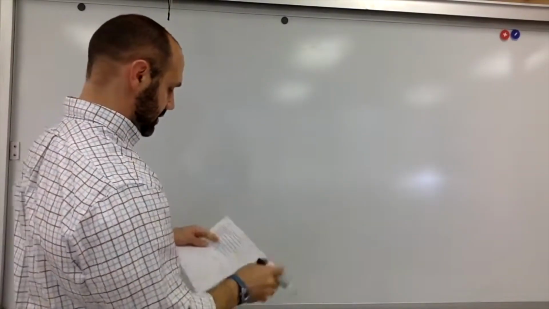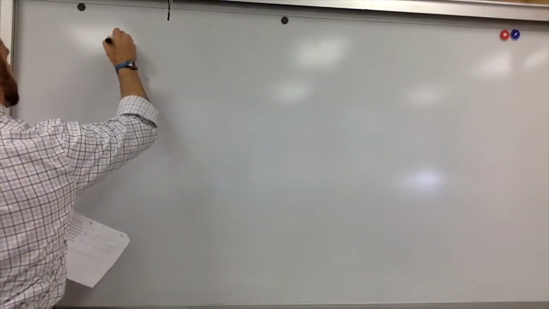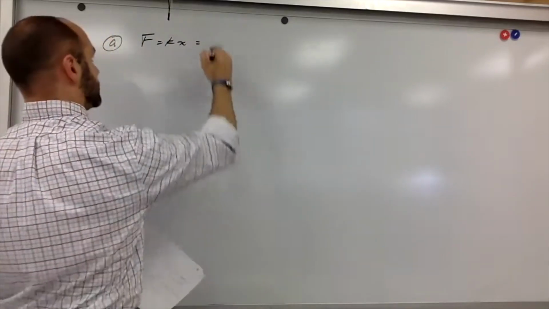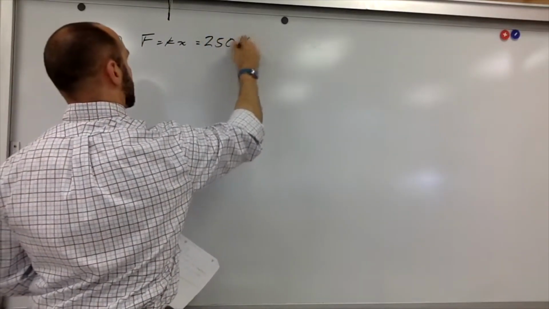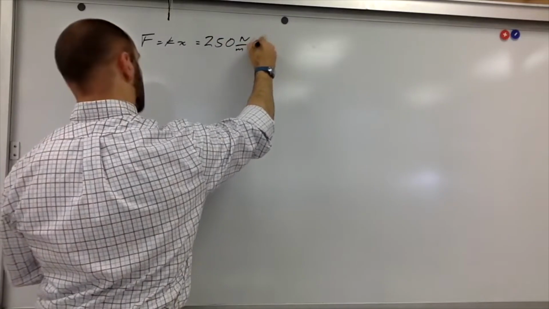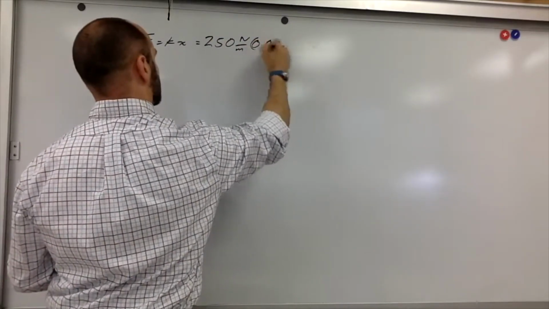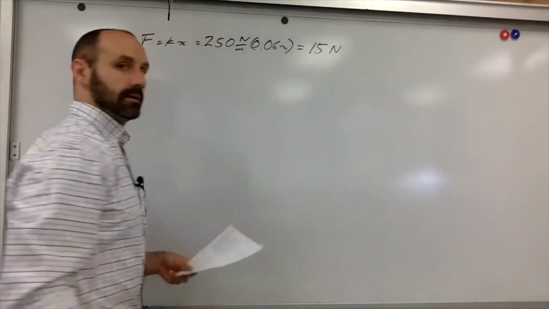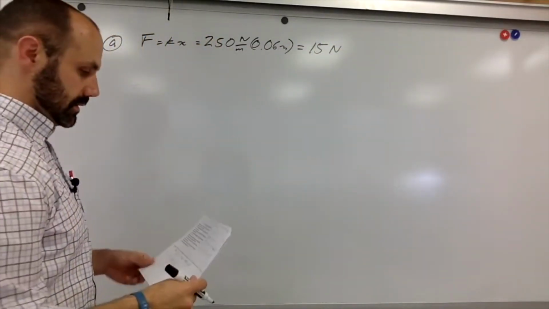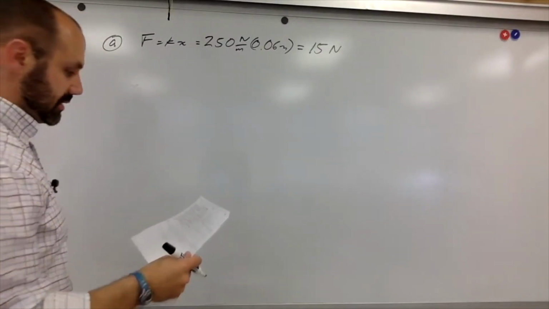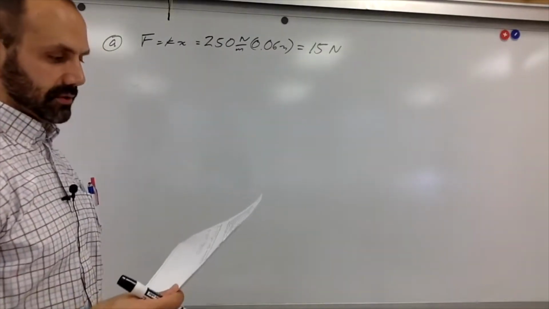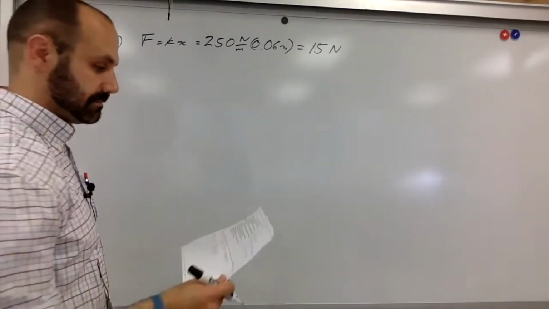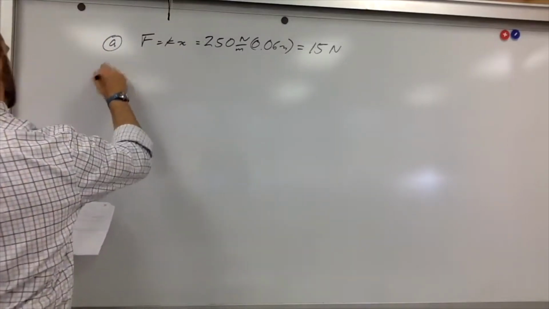Get ourselves some space here. This should be simple. This is just F equals kx. It's a Hookean spring. And so it's 250 newtons per meter times 0.06 meters. And so I'm going to get 15 newtons as the force necessary to keep it in place there. Now I want to know how much work did the applied force do compressing the spring from equilibrium to 0.03 meters. All right, so let's take a look.